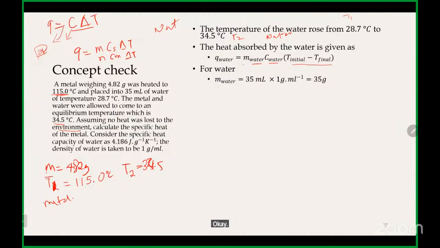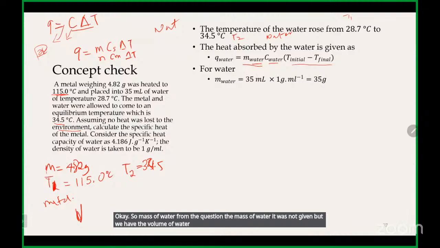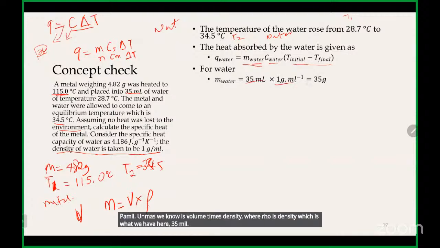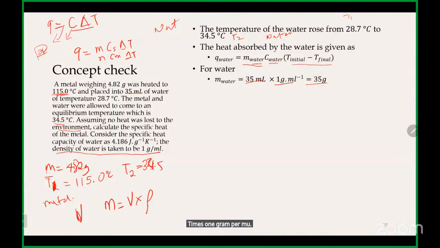So the mass of water was not given in the question, but we have the volume of water as 35 mL, and we're also told to take the density of water to be 1 gram per mL. Mass is volume times density, where rho is density. So 35 mL times 1 gram per mL gives us 35 grams.